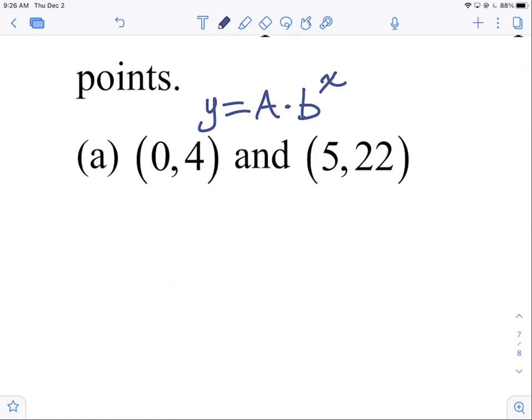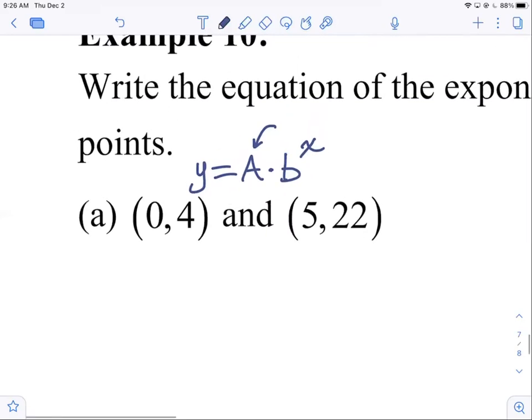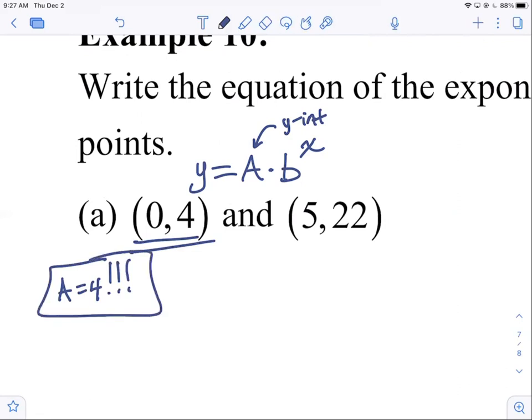Yes. Which one? (0, 4) is very special because that is the what? Y-intercept of the graph. So do we know what A is right off the bat? What is A in the equation? Isn't that your starting value? Isn't that your Y-intercept? Yeah. So right away, if you take inventory, you know that A has to be 4.